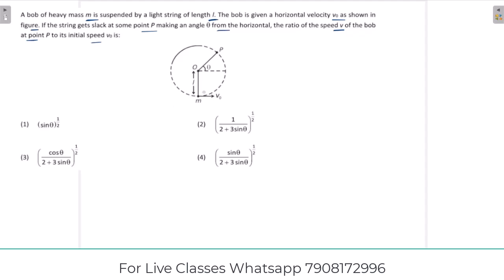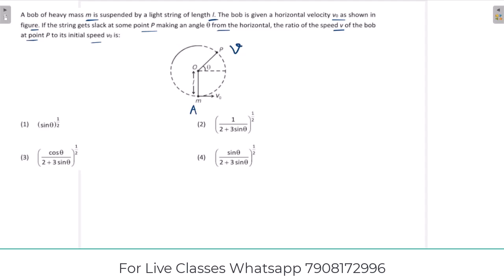So, the mass m is given an initial velocity at point A and it reaches up to the point P, where the string gets slack. The velocity at P is v. We have to find v by v0.